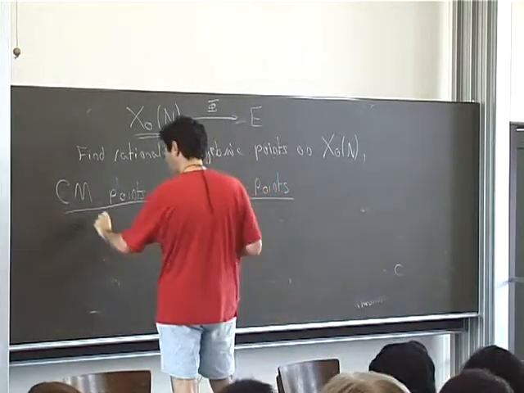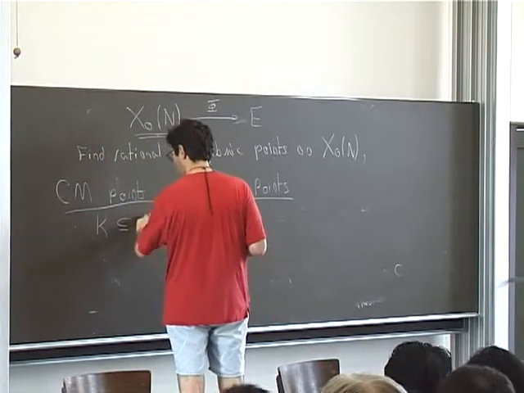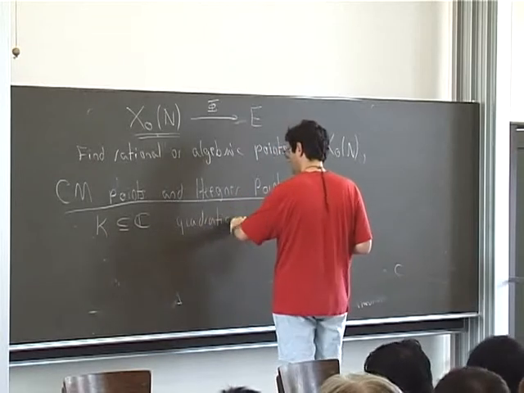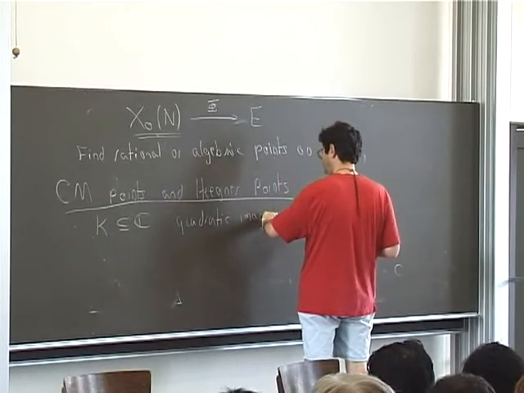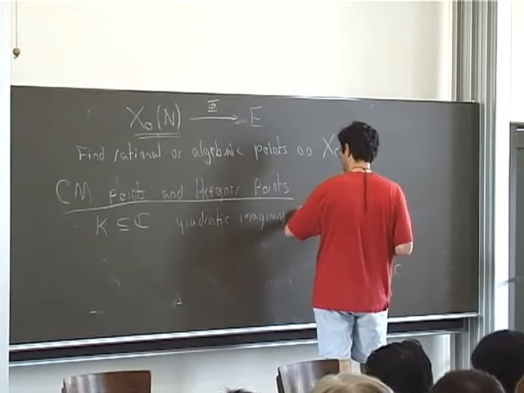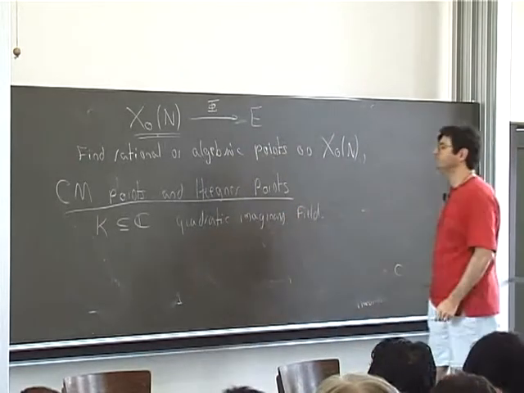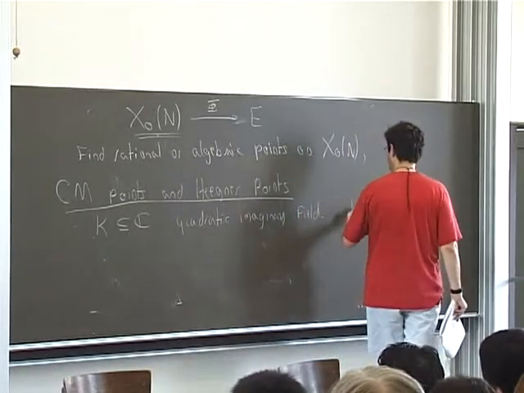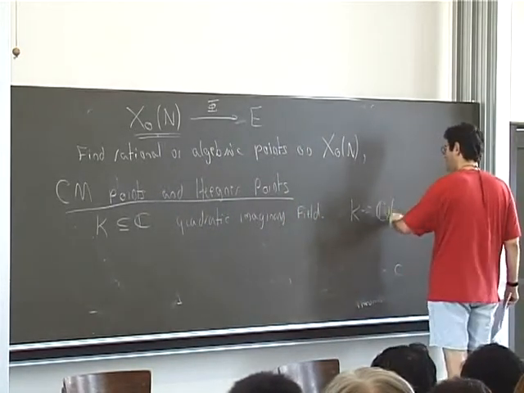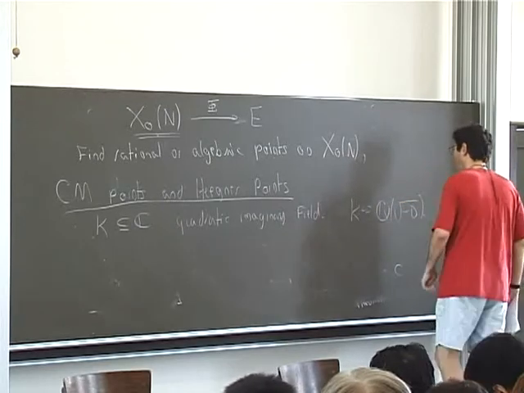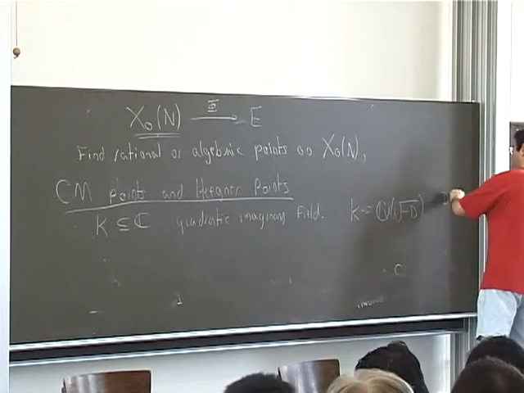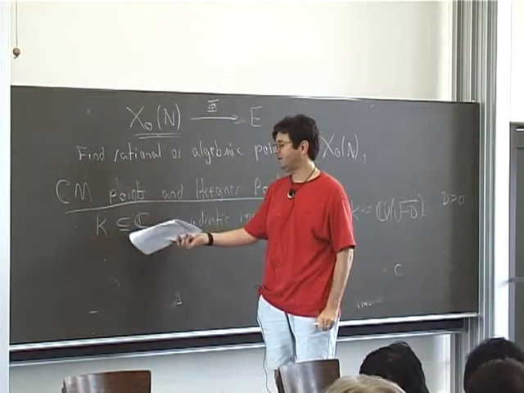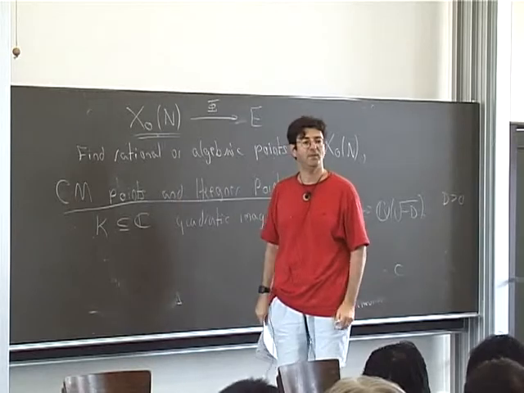So let me fix a K, a quadratic imaginary field. I take a field that you obtain from the rationals by joining the square root of a negative integer -d, so d is positive. And I give myself an embedding of this quadratic extension of Q into the complex numbers.